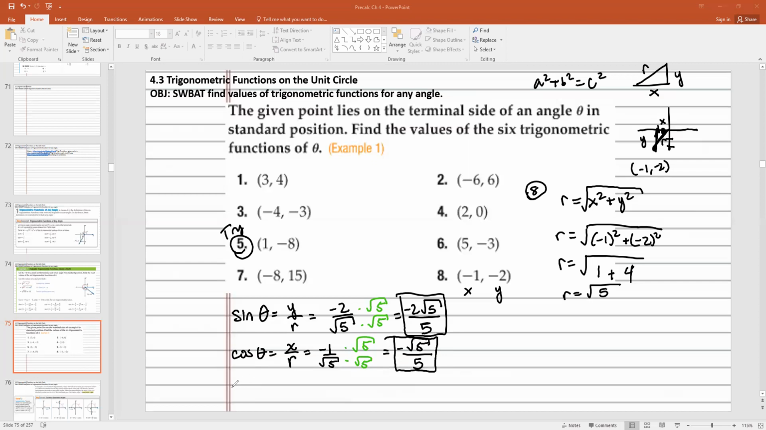There you go. And then tangent of theta is y over x. All right, so our y is -2, our x is -1. Negative divided by negative is a positive, and 2 divided by 1 is 2, so it's +2.